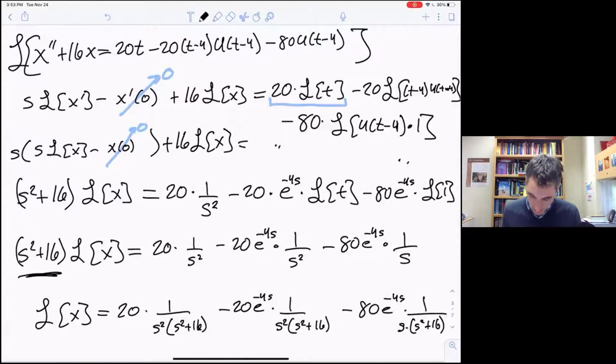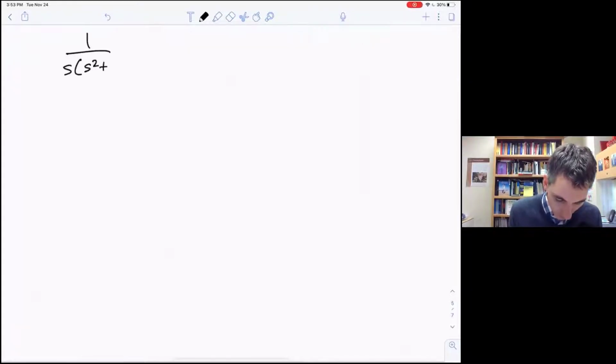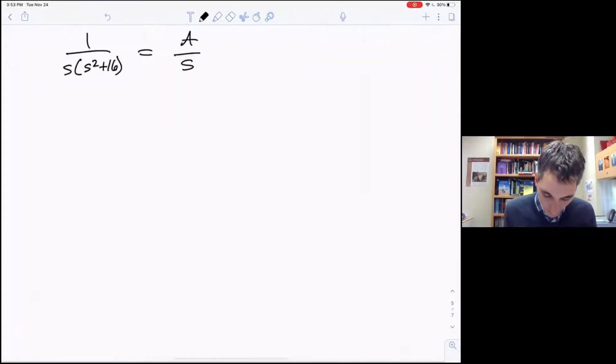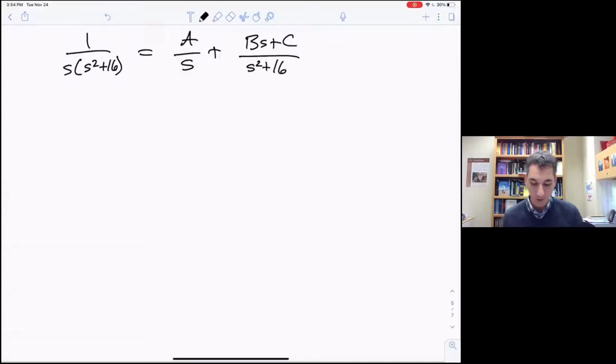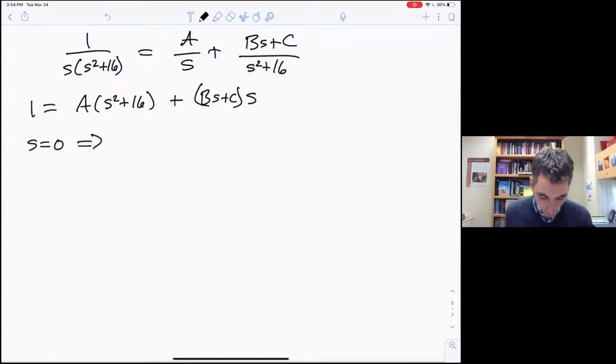Okay, what was the other one we needed to do? That's the first two. Oh, we have 1 over s times s squared plus 16. So let's clear out 1 over s times s squared plus 16. So that's going to have to equal a over s plus bs plus c over s squared plus 16. That's, of course, the same irreducible quadratic. Clearing out the denominators, we get a s squared plus 16 plus bs plus c times s. Okay, we should be able to, setting s equal to 0, get one freebie. Yes, 1 is equal to 16a, so a is 1 over 16.